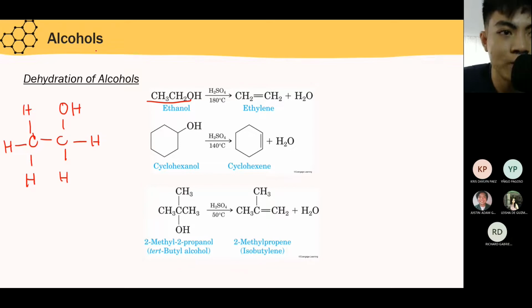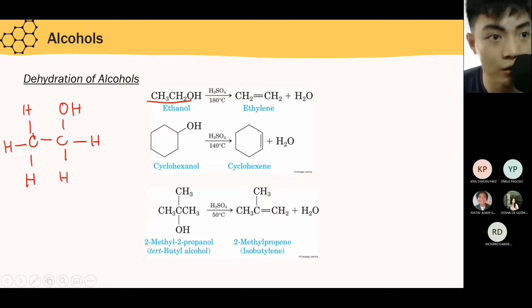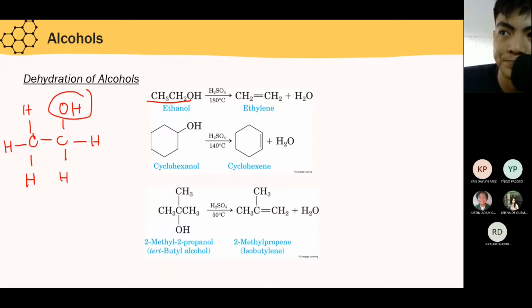yung water mawawala. Saan galing yung water? Sa OH at sa katabing hydrogen. Sa katabi ha. Kukunin niya yung katabing hydrogen. So mawawala sila. And then itong natirang bonds magiging double bond yan. Okay? So that's where we were able to produce ethylene.